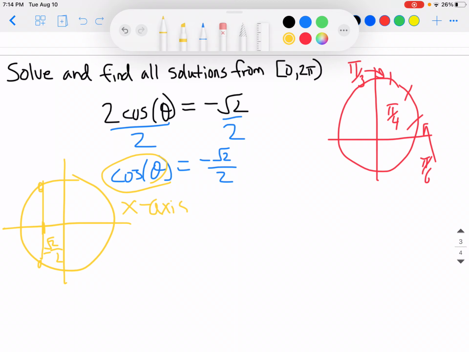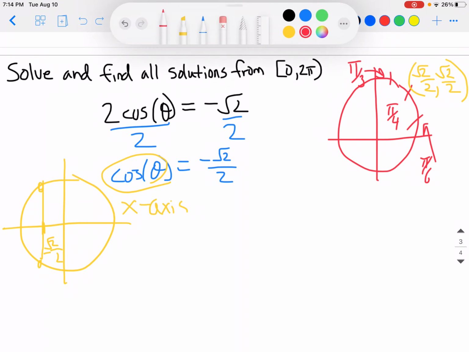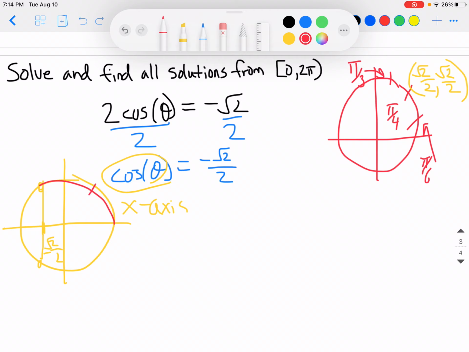And so this is where it's helpful to know the different standard points of pi over 6, pi over 4, and pi over 3. For example, pi over 4 is root 2 over 2, comma, root 2 over 2. And that's the only one that has any root 2 over 2's. So what that means is that this point is going to be not 1 pi over 4. This is 2 pi over 4, but that's something else. This is 3 pi over 4. That's going to be one of the solutions.